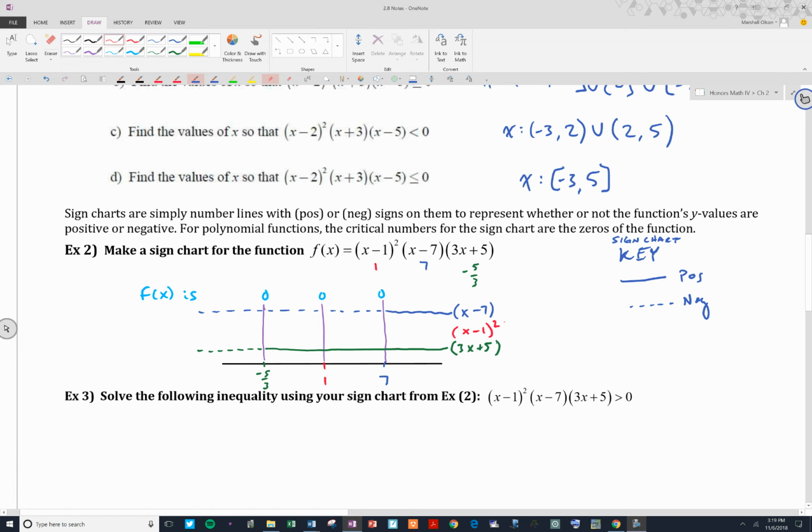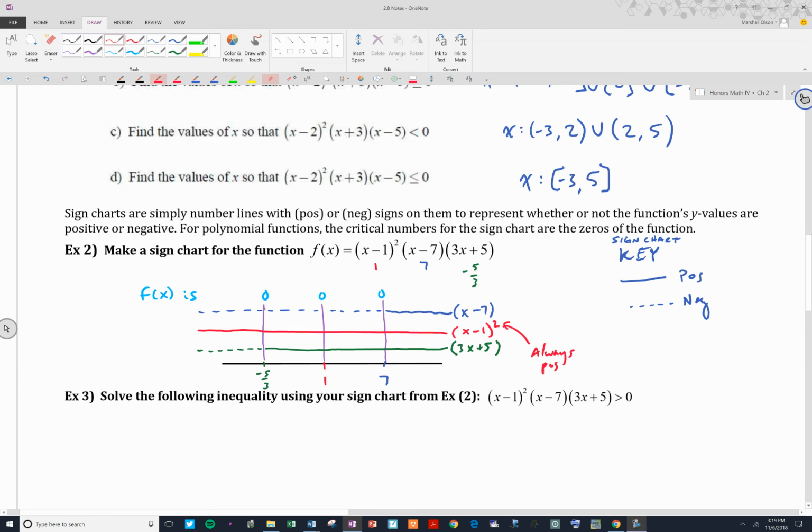The last one that we have is this x minus 1 squared. Well, if you think about it, since we're squaring this thing, it's always positive. Whatever comes out of it, it doesn't matter what you put in for x, this factor is always going to be positive because you're squaring it. So this factor here is always going to be positive.